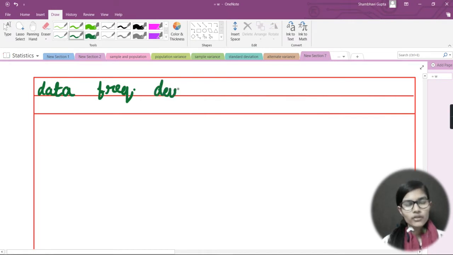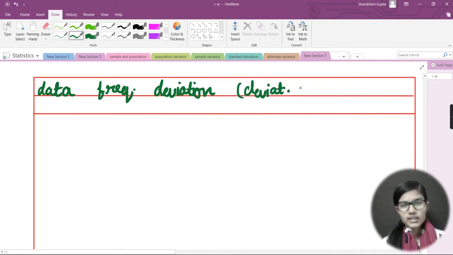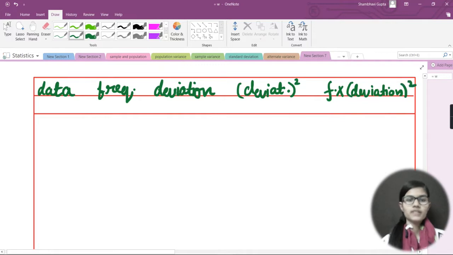Then I would find the deviation. Yes, I would find out what the deviation is. Next I would write deviation. Here I would write it, and I would do the square for this. After that, I need to multiply the frequency and the deviation square, and here it's something like this square. Fine.